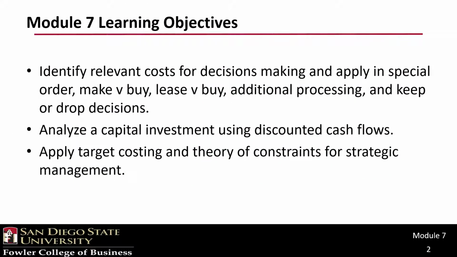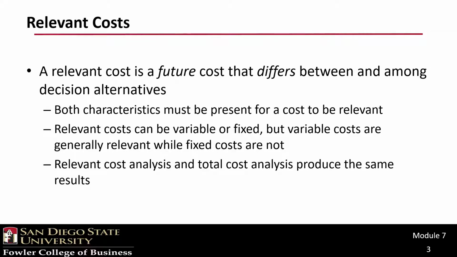All right, here's the Module 7 learning objectives. Not too many. We're going to identify relevant costs for decision making and apply in a number of different situations, such as special order, make or buy, lease or buy, additional processing, and keep or drop. We're going to analyze capital investments using discounted cash flow. So we're going to put on our finance hats for a video and see if we can resolve some of these net present value issues. And then lastly, we'll talk about target costing and theory of constraints as it relates to strategic management. Okay, but let's start with relevant costs.